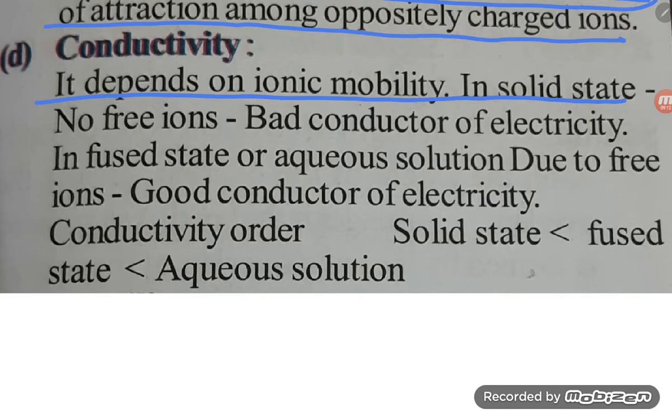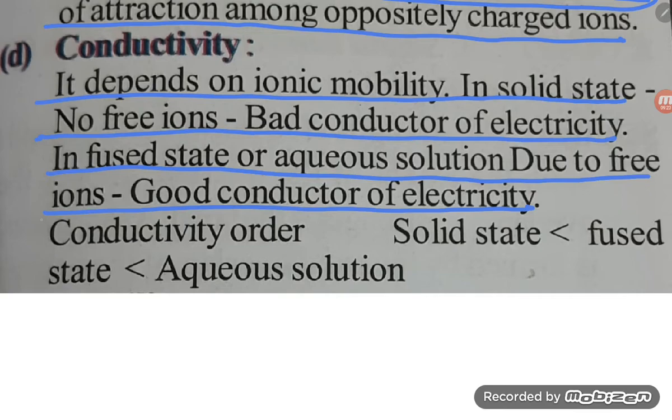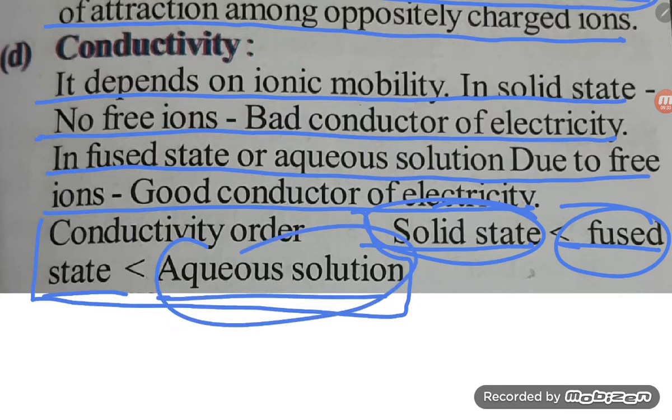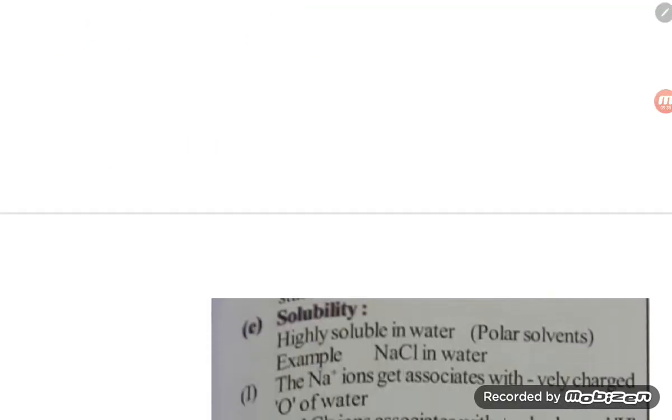Conductivity depends on ionic mobility. In the solid state, there are no free ions, so it is a bad conductor of electricity. In the fused state and aqueous solution, due to free ions, it is a good conductor of electricity. So the conductivity order will be solid state, then fused state, then aqueous state, with the maximum in the aqueous state.